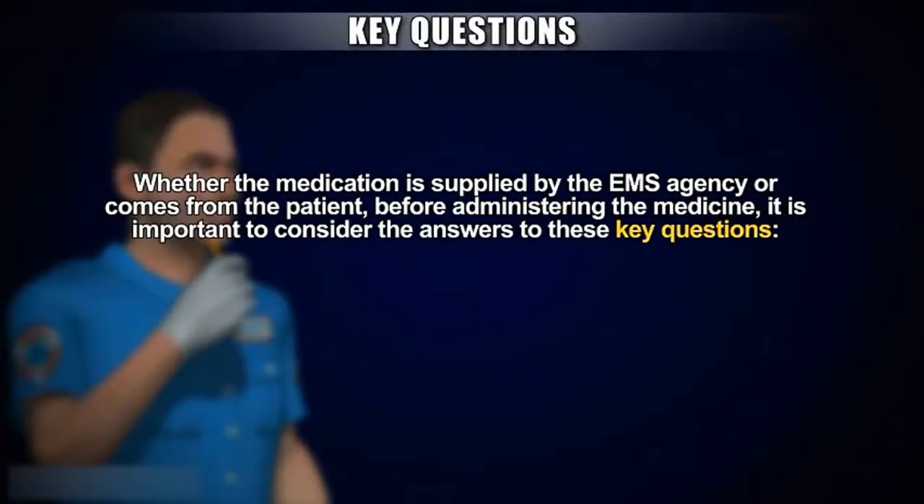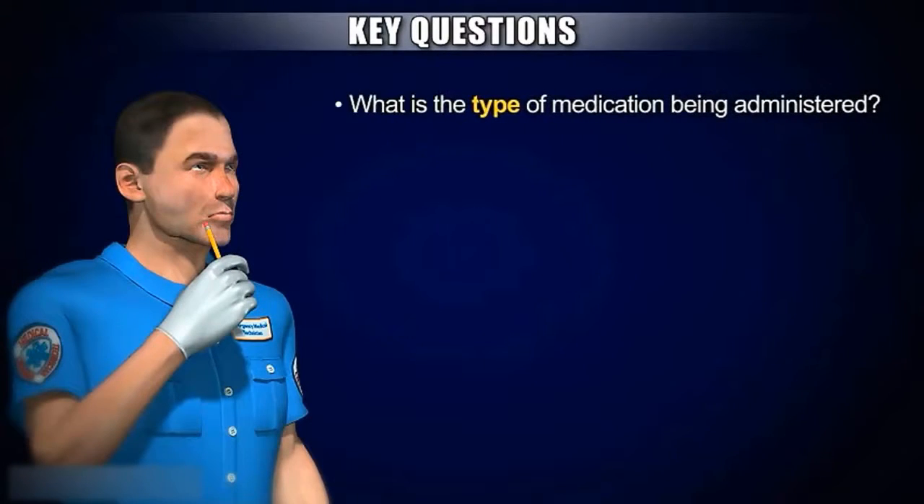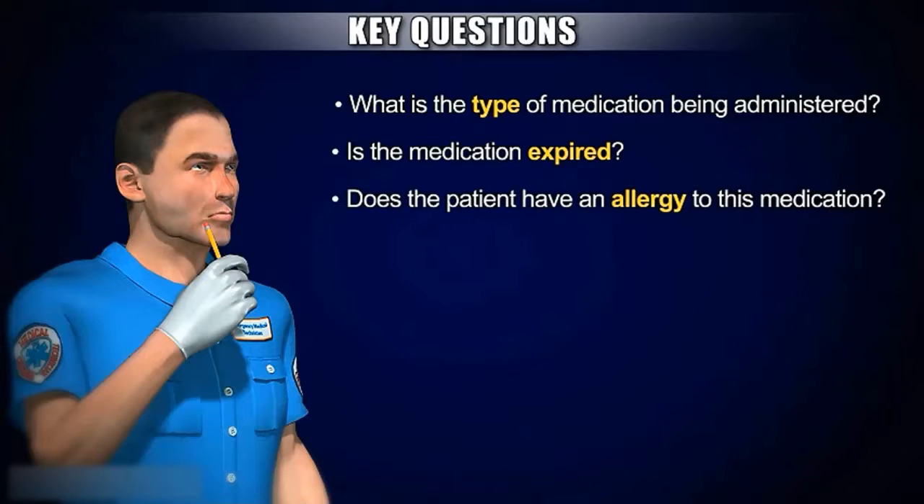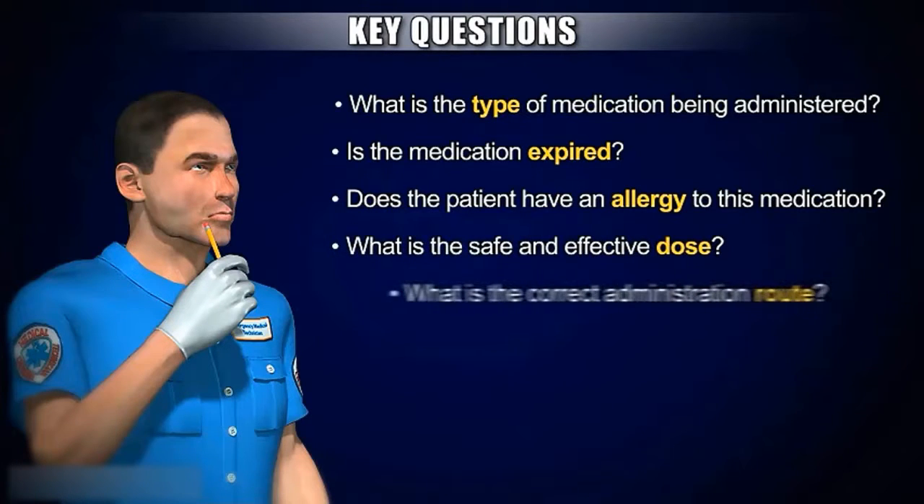Whether the medication is supplied by the EMS agency or comes from the patient, before administering the medicine, it is important to consider the answers to these key questions. What is the type of medication being administered? Is the medication expired? Does the patient have an allergy to this medication? What is the safe and effective dose?